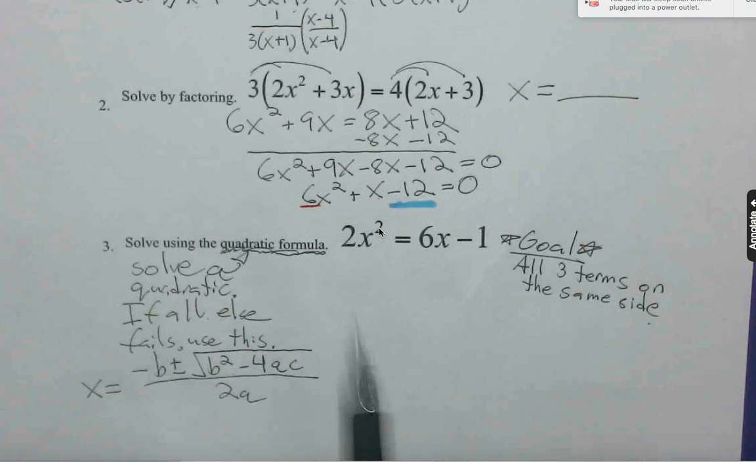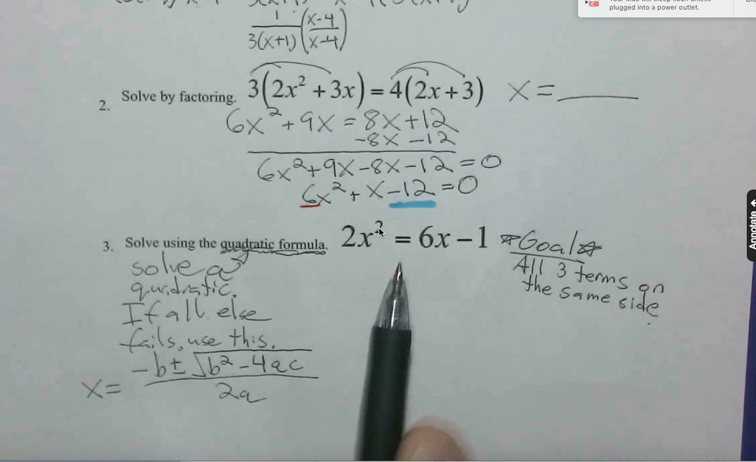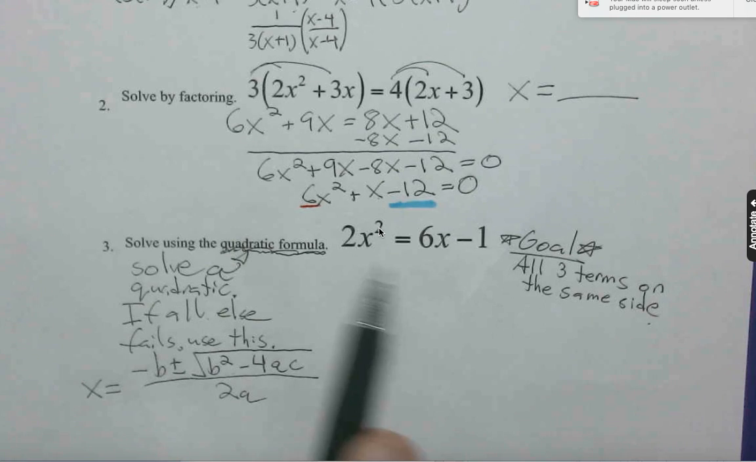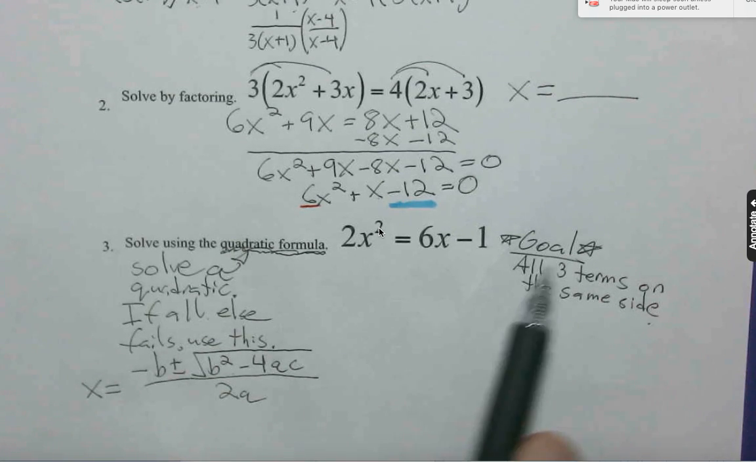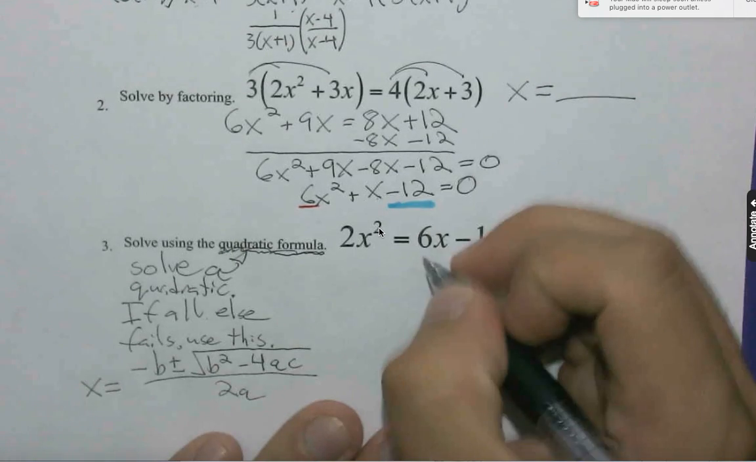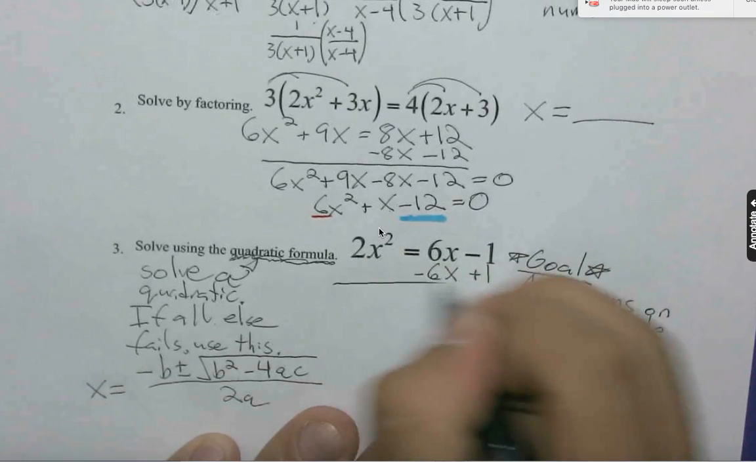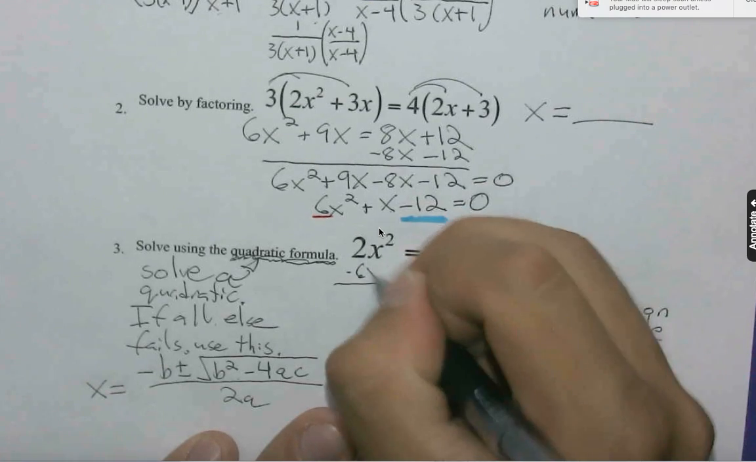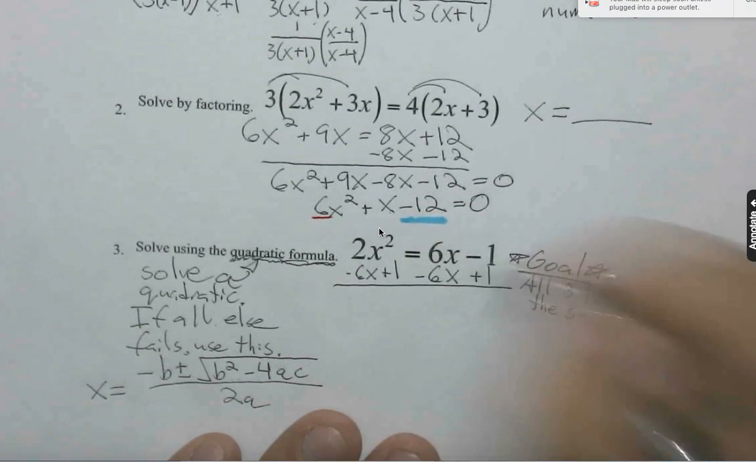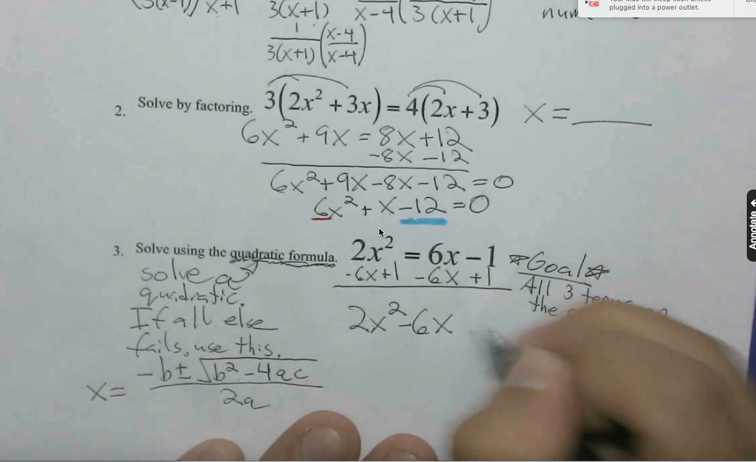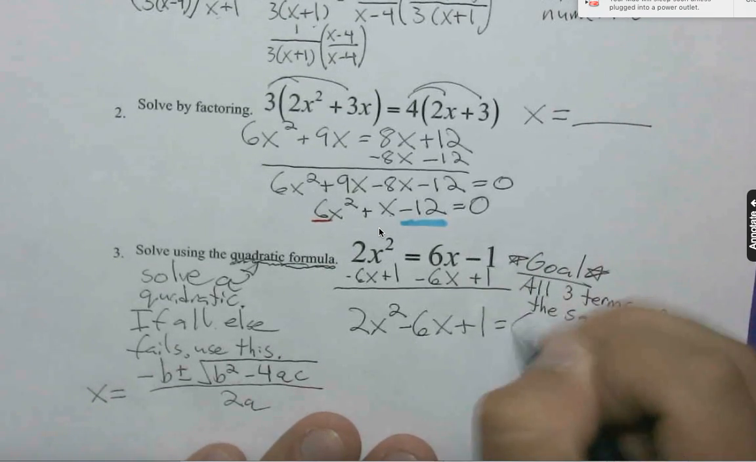So although 2x squared is one term, I personally like to keep the a term positive, so I'm actually going to keep 2x squared there. But 6x and negative 1, I would definitely want to move. So if we think opposites, deducting 6x and adding 1 to both sides, we're left with 2x squared minus 6x plus 1. And this now all equals 0.